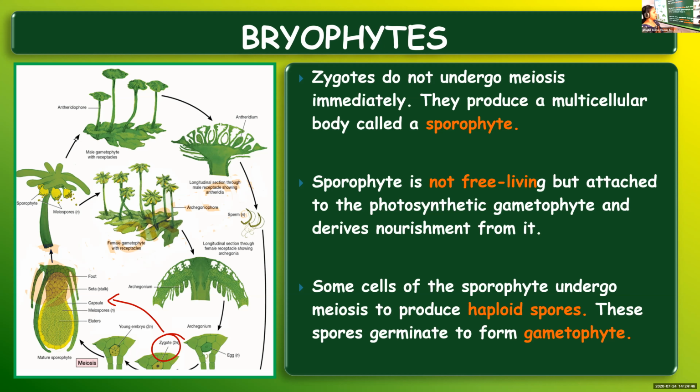So it's like a cycle. The gametophyte will produce gametes, which will fuse and form the zygote. The zygote forms the sporophyte. The sporophyte undergoes meiotic division and forms spores. Those spores will again germinate and form the gametophyte. Spores are also haploid. The gametophyte is also haploid.